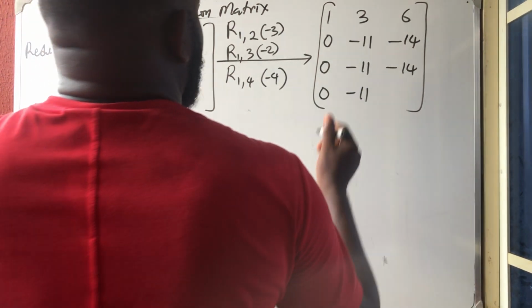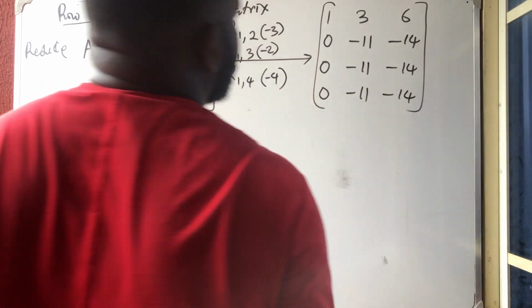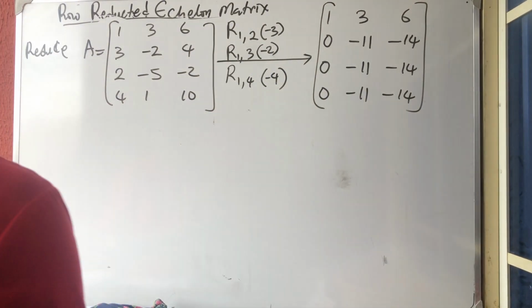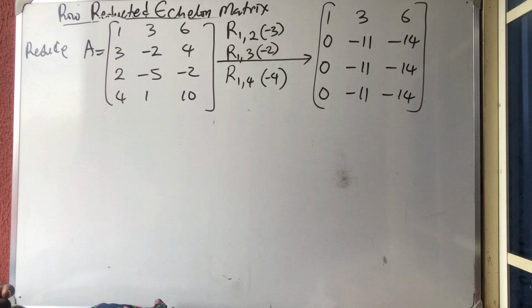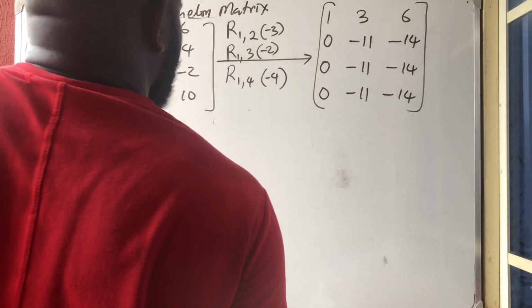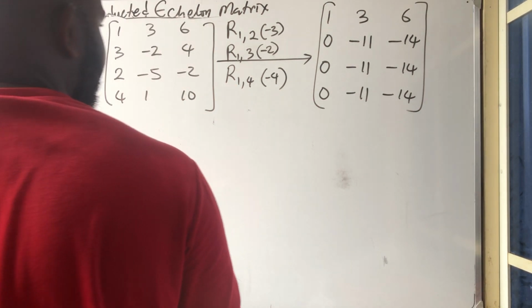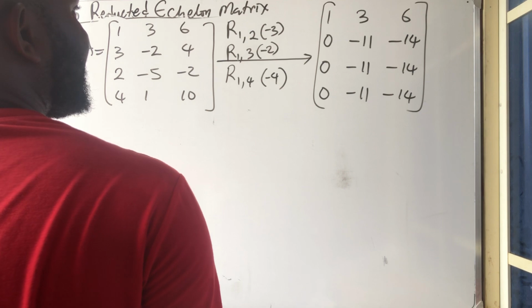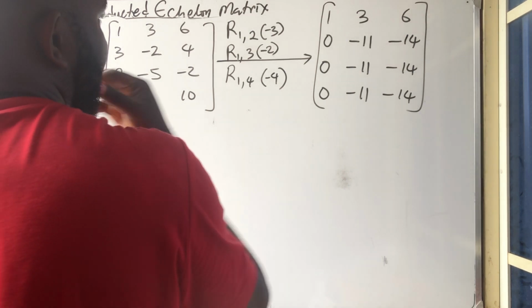Minus 24 plus 10 will give you minus 14. Okay, now we have gotten this. So the next thing we need to do is get 1 here, and if we get 1 here, everything under it will be 0. Before we can get 1 there, first of all, we need to divide by 11. That is the only thing that can make this 1.